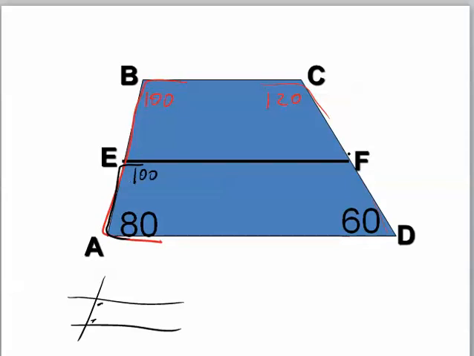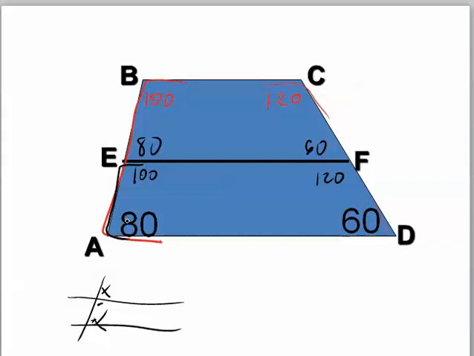The same thing with A and angle FEB. Those are corresponding angles, like that one and that one, and that's 80 will copy up. Same thing happens over here. C is going to be the same as angle EFD, so the 120 comes down. D is going to be the same as angle EFC, so the 60 comes up.